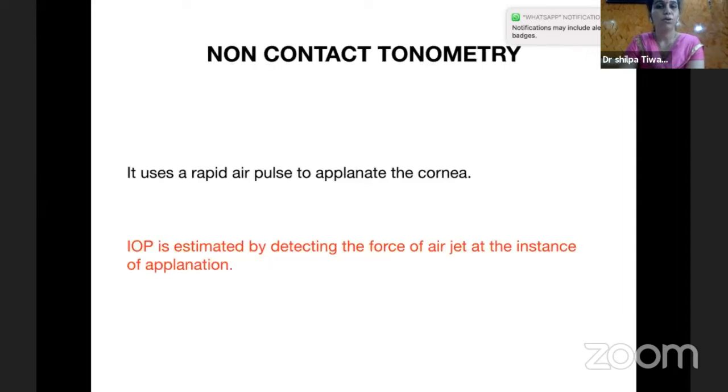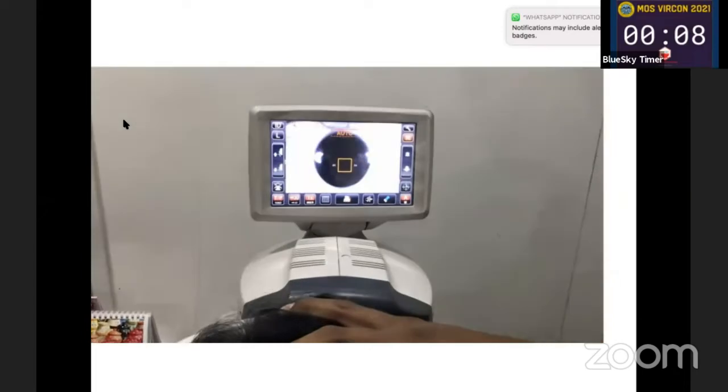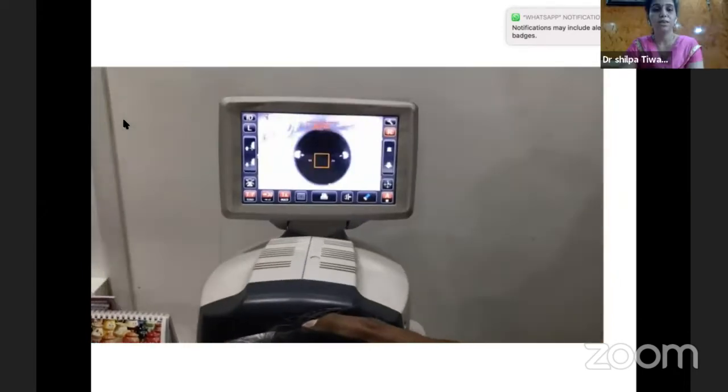Now, a little bit about non-contact tonometry. It uses a rapid air pulse to applanate the cornea. So IOP is estimated by detecting the force of the air jet. It is a fast and simple screening tool, and usually correlates well with the Goldmann tonometer, but patient position and fixation are also very important while measuring this. As it is non-contact, it reduces the potential for disease transmission. This is a small video as we see. How fast is this? But just look at this.